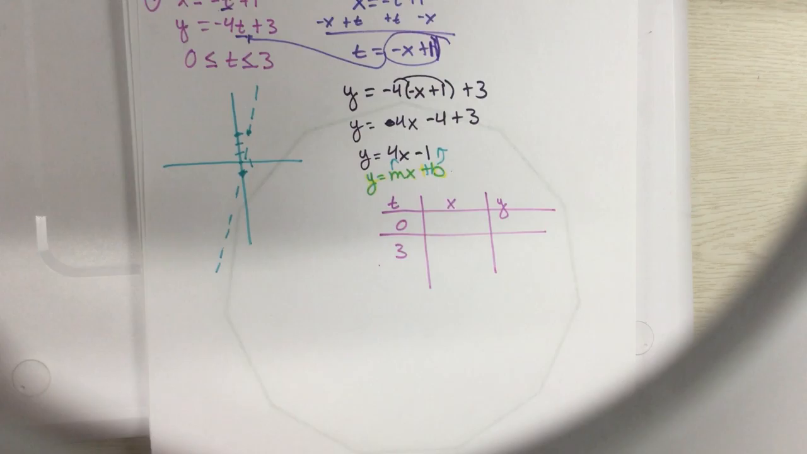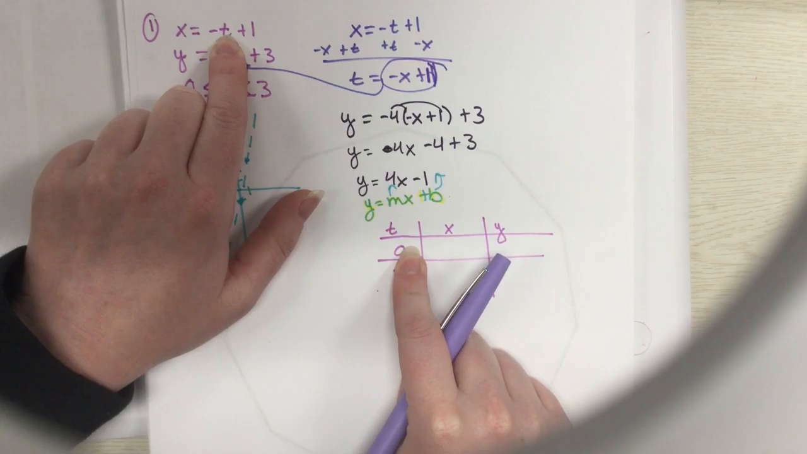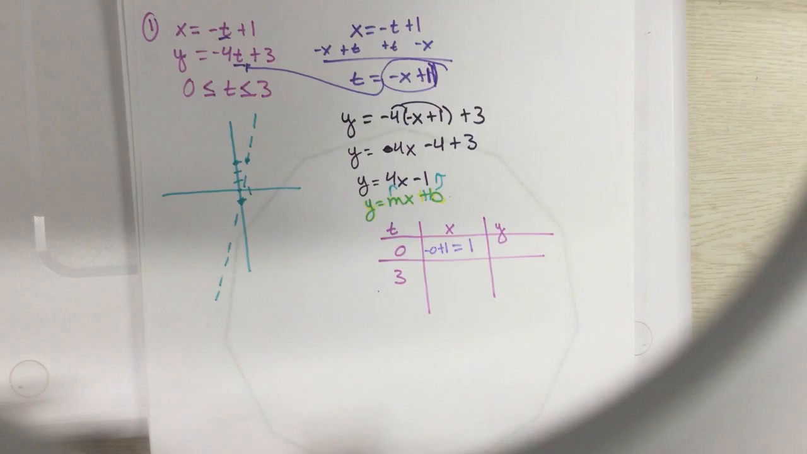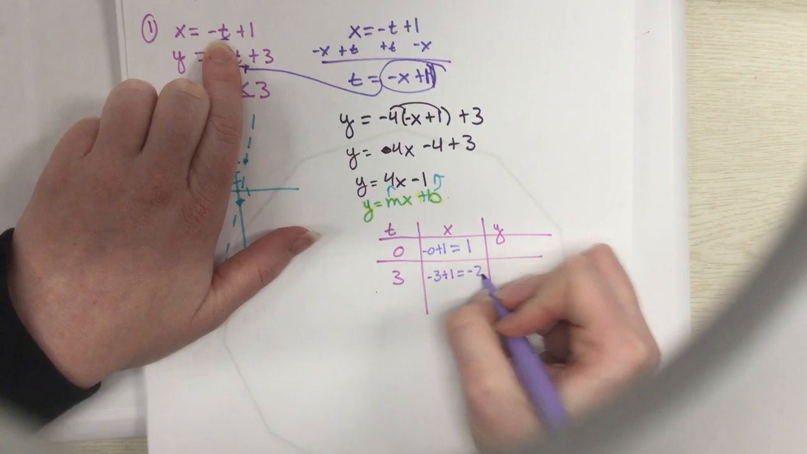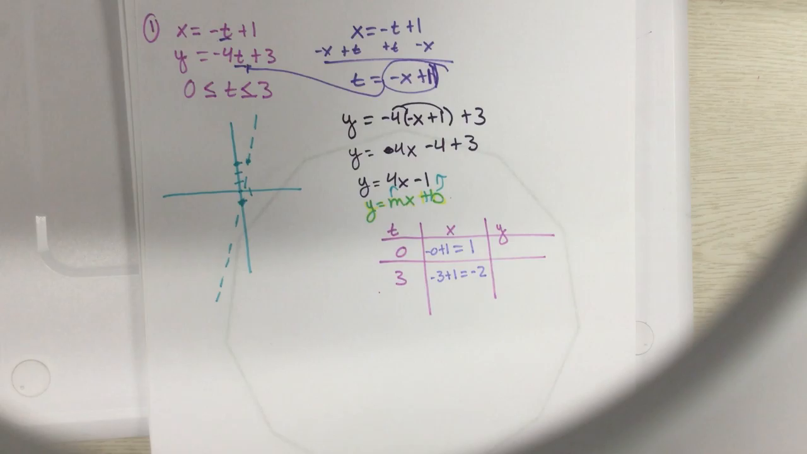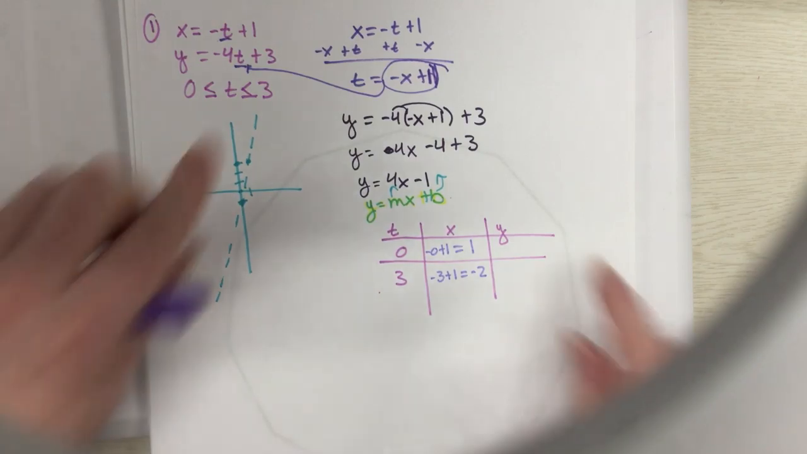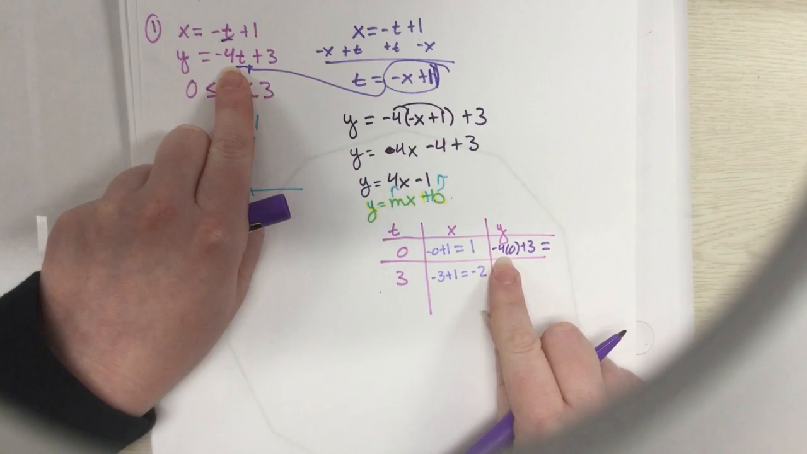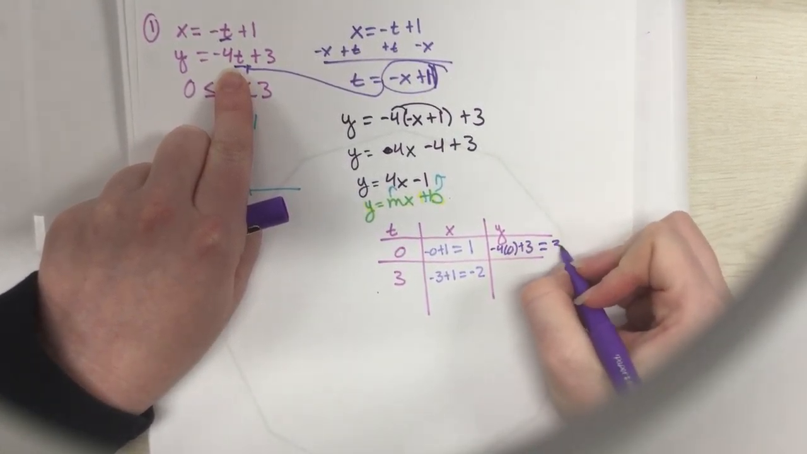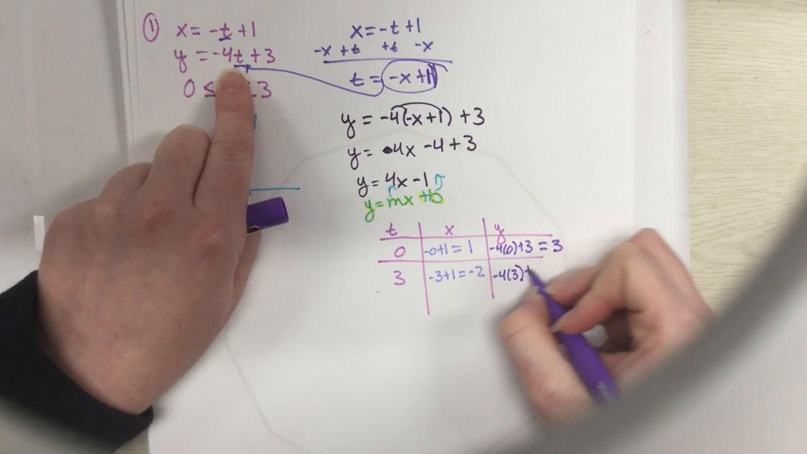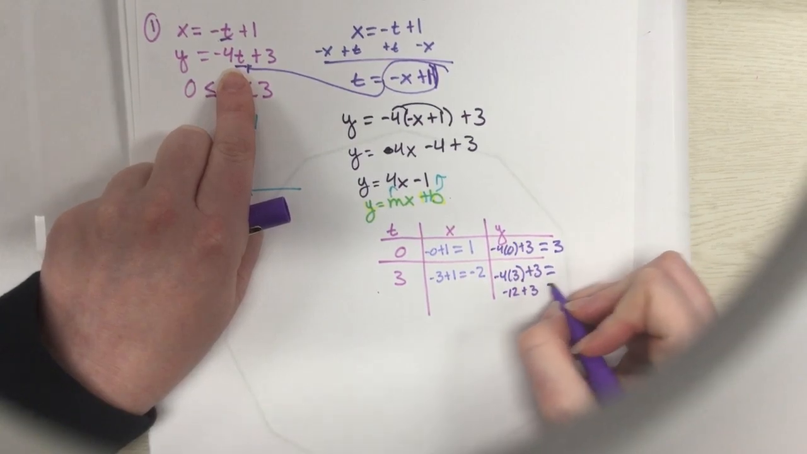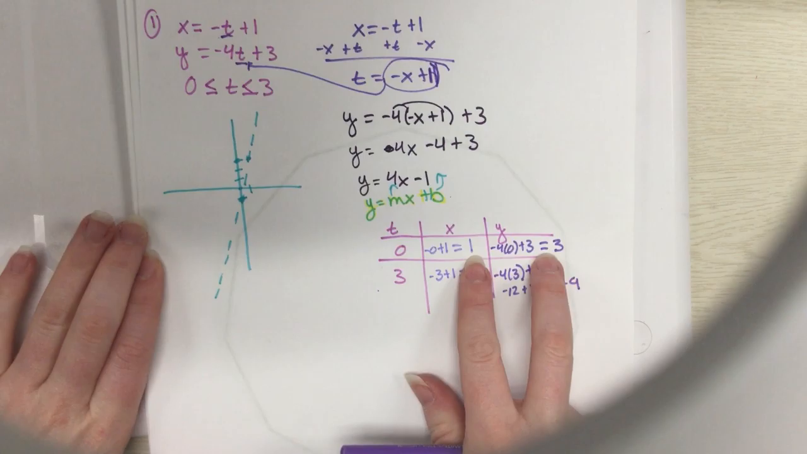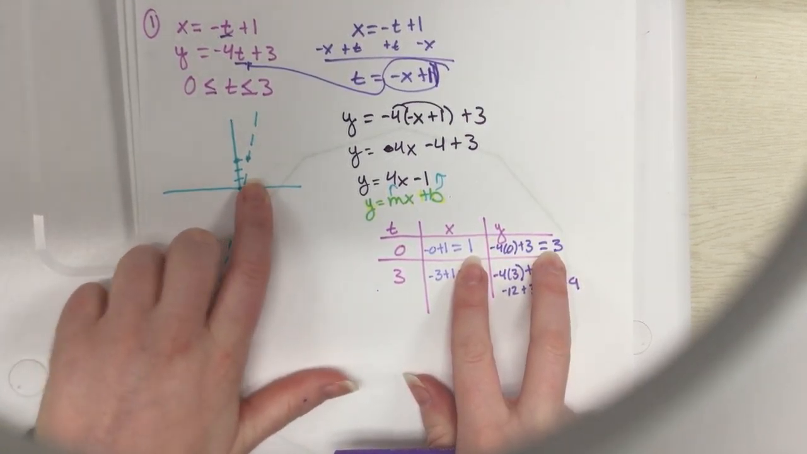So we're going to plug 0 into x. Negative 0 plus 1 just equals 1. Then I plug 3 in, so I get negative 3 plus 1, that equals negative 2. And then for my y's, I'll plug those in as well. Negative 4 times 0 plus 3 is just 0 plus 3, so 3. And negative 4 times 3 plus 3: negative 4 times 3 is negative 12, plus 3, so that's going to be negative 9.